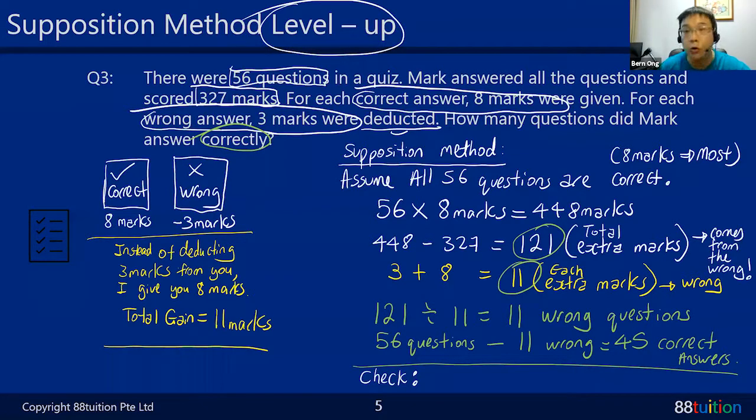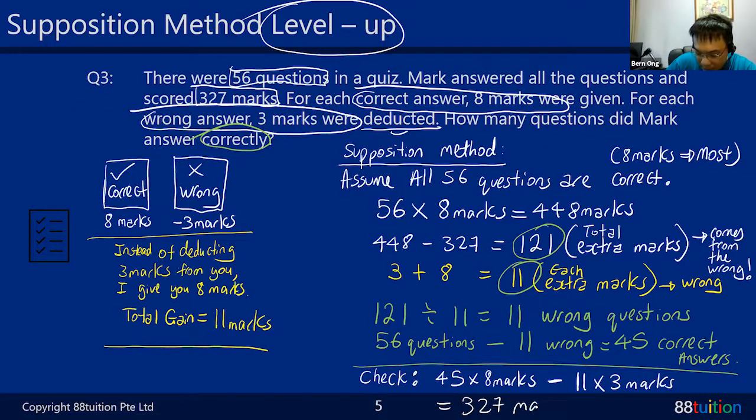Okay, so how do you check? Let's check. If you got 45 correct answers, one correct is 8 marks, so 45 times 8 marks. And remember, one wrong you will deduct, deduct means minus. And you got 11 wrong, and one wrong will deduct 3 marks. So what do you get? 45 times 8 minus 11 times 3. 327. 327 marks. Is that the answer? Yes. Can you see or not?